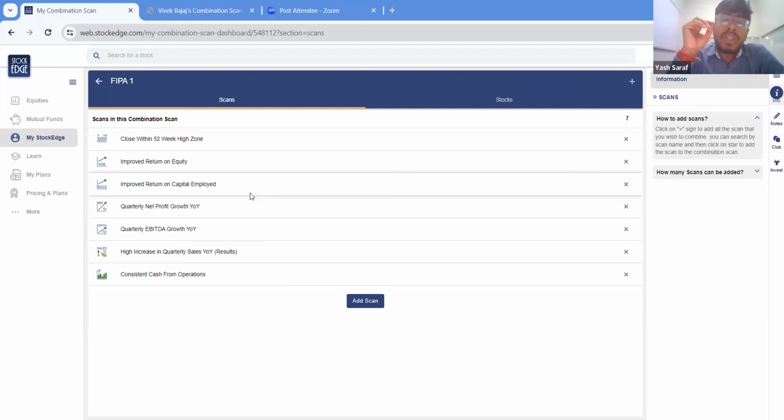Okay. Now let's come to the last scan, consistent cash from operations, which is a very, very important scan because it tells us that the company is generating positive cash flow from operations consistently. Obviously, if the company wants to run its business, or wants to invest further in projects, then the company will have to have cash to invest. This is the reason consistent cash from operations is very, very important. So this is how we can depict which stocks are actually showing signs of financial improvement with strong price action.